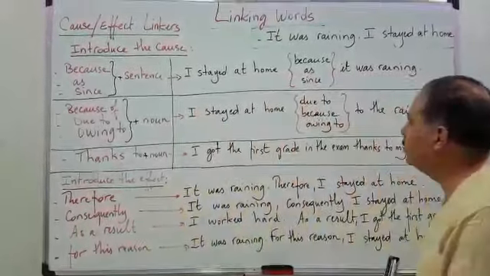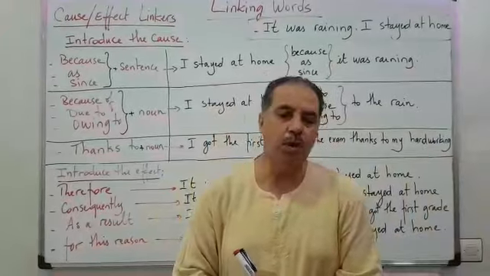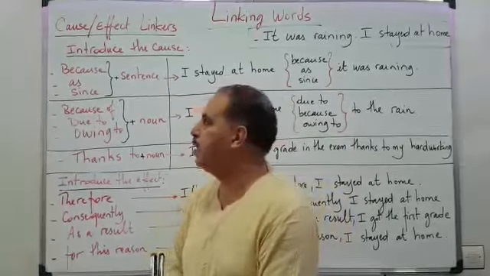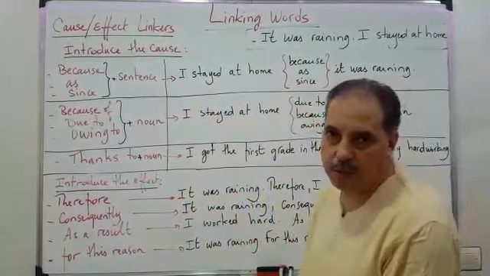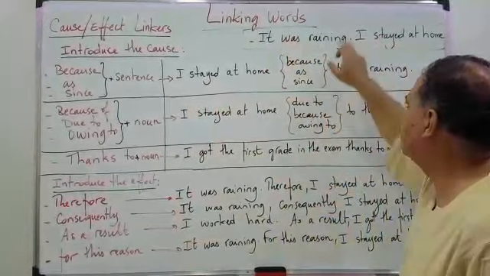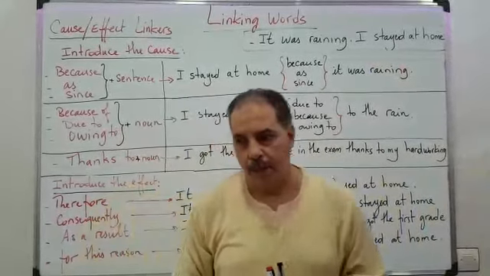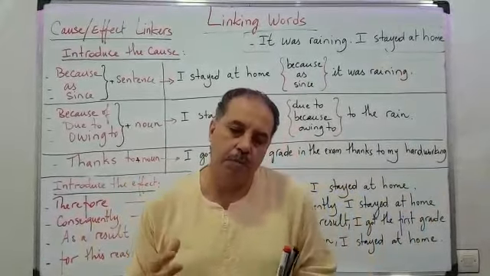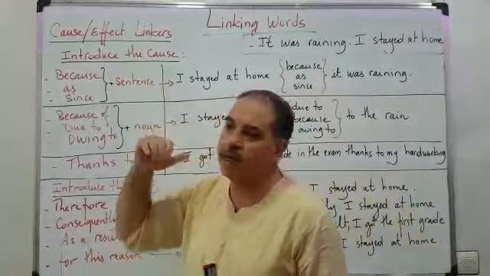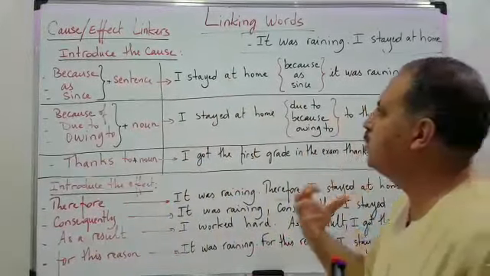So let's begin, and as usual we are going to take a sample sentence on which we are going to work and use these different linkers concerning the cause and effect. And I have chosen as an example this one. Look: it was raining, full stop, I stayed at home. So this example, we can combine these two sentences by using both the cause linkers and effect linkers. How? So let's begin by introducing the cause.